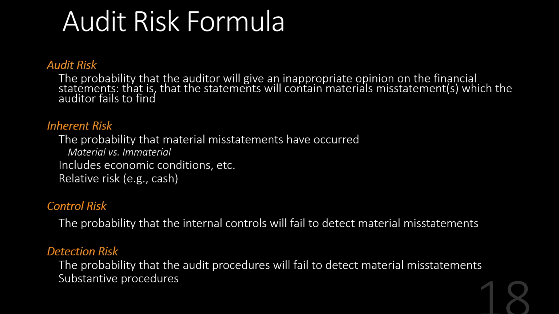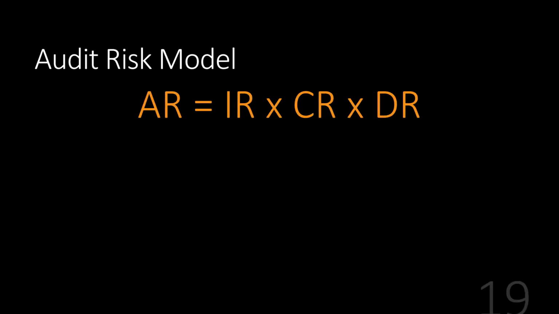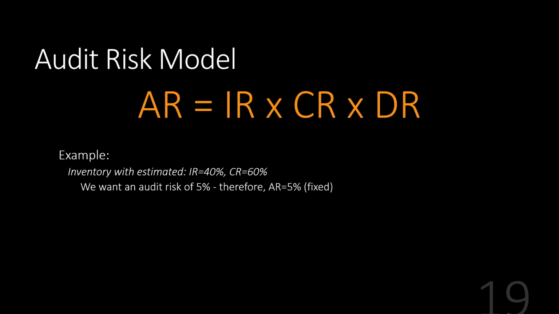And because audit risk is a function of those three, we can lay it out as a formula. And that formula looks like this: audit risk equals inherent risk times control risk times detection risk. And CPA firms tend to set the audit risk fairly low. Generally about 5% seems to be kind of an agreed on standard for the overall audit risk.